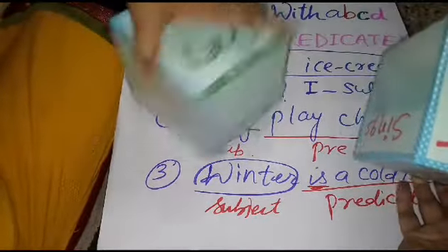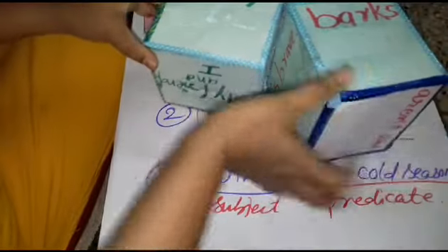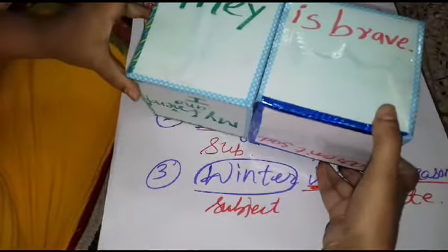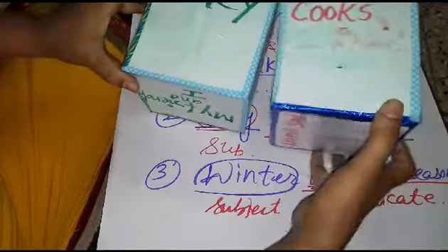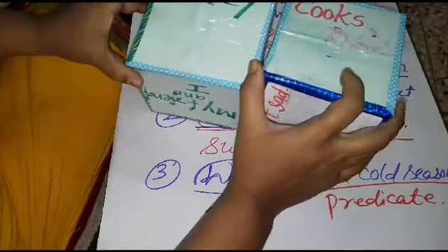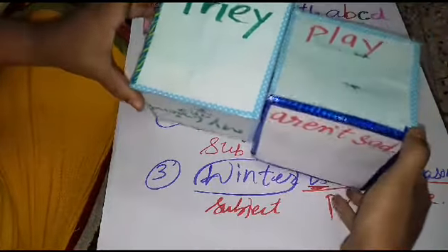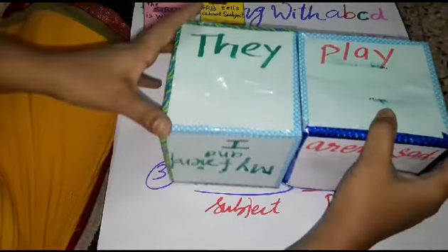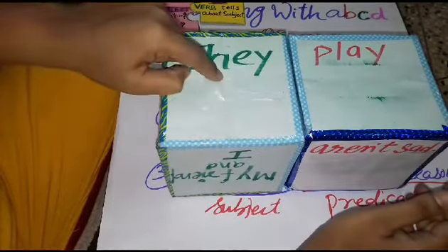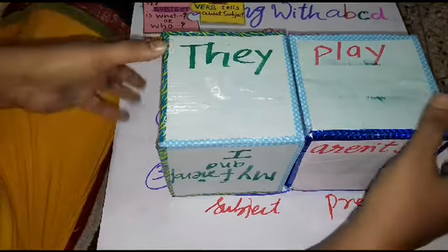So they barks. No. They is brave. No, it's not sense. There is no sense of it. They cooks. No. They play. Yes, bingo. They play. So they is a subject and play is a predicate.